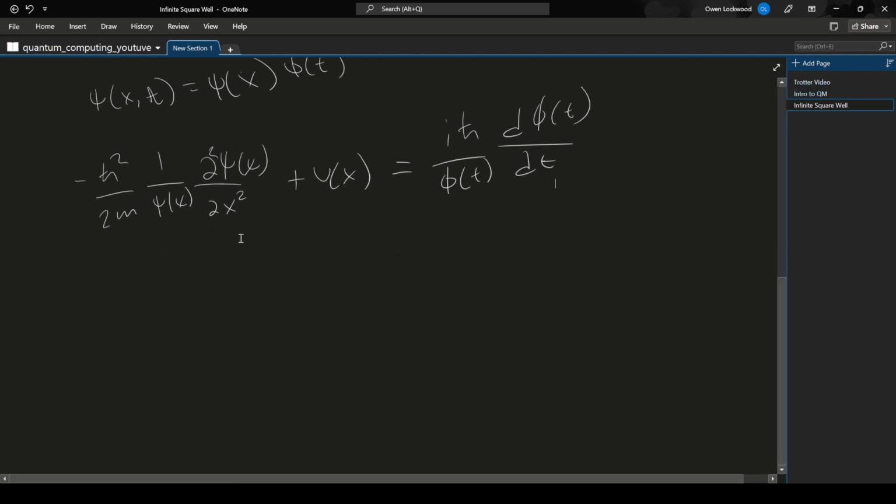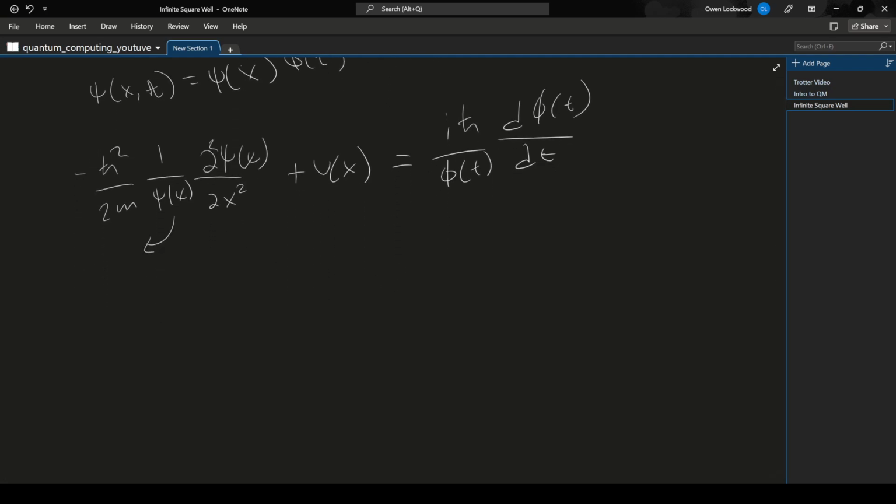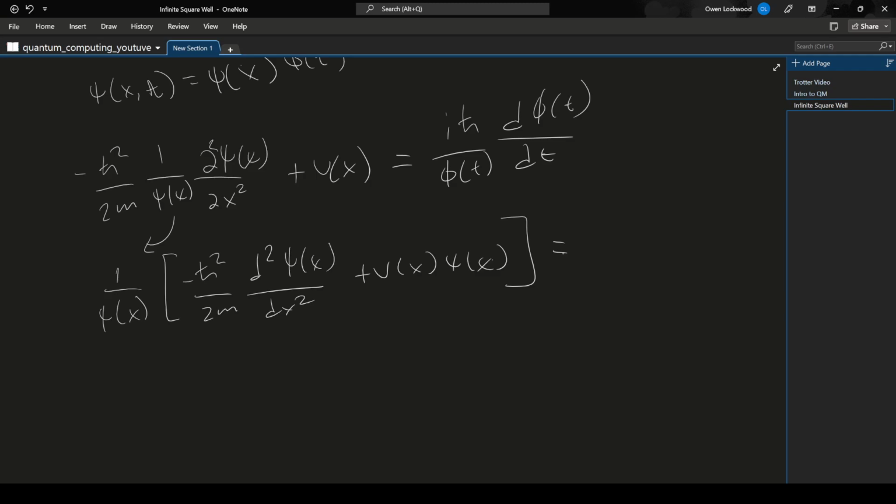If we take this part out, we'll have 1 over the position function, and then we'll have negative h bar squared over 2m, and I'm going to write it correctly this time, the derivative of psi of x with respect to x, plus V of x psi of x, right? Because we took 1 over psi out, if you distribute it, it'll cancel out. This is equal to the same thing as above, i h bar over the time function, and then we have our derivative.